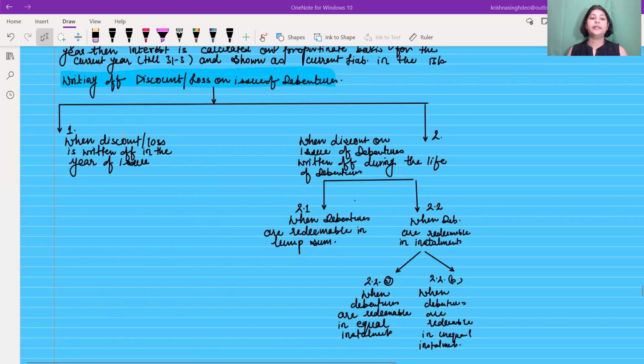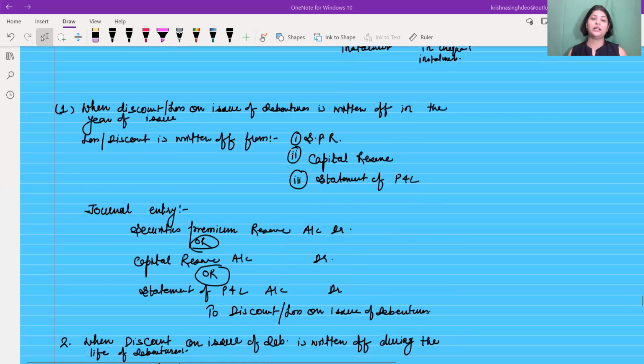So first, it can be written off when discount or loss is given to us in the question in the year of issue itself. For example, if debentures are issued on 1st April 2021, we are writing off this discount or loss on issue of debenture in the same year. So at the end of the year, we write off this loss or discount on issue of debenture from various sources which are available to us.